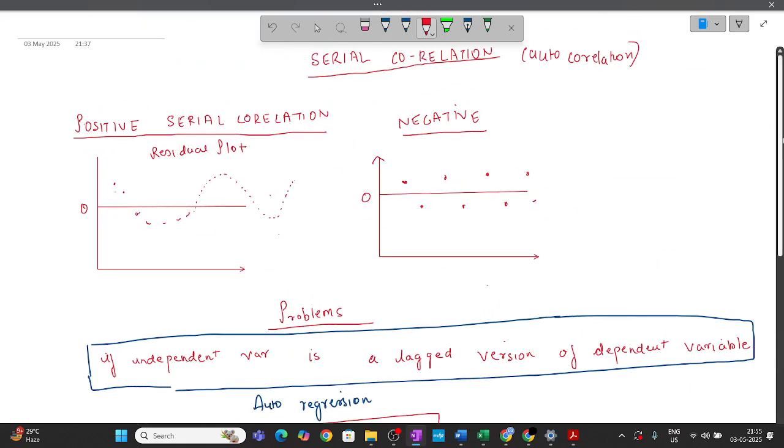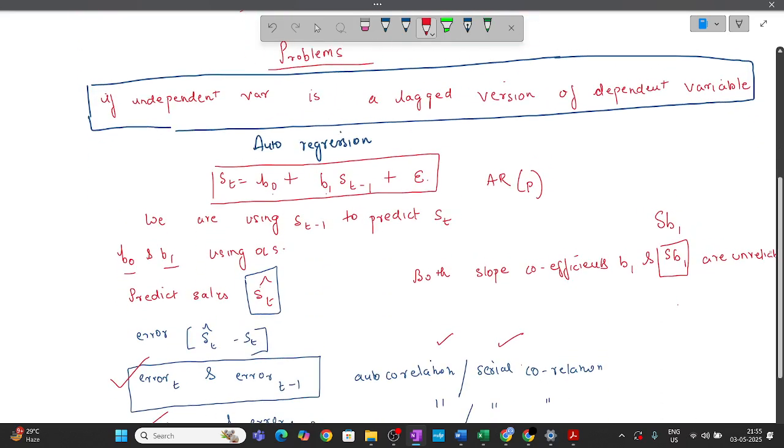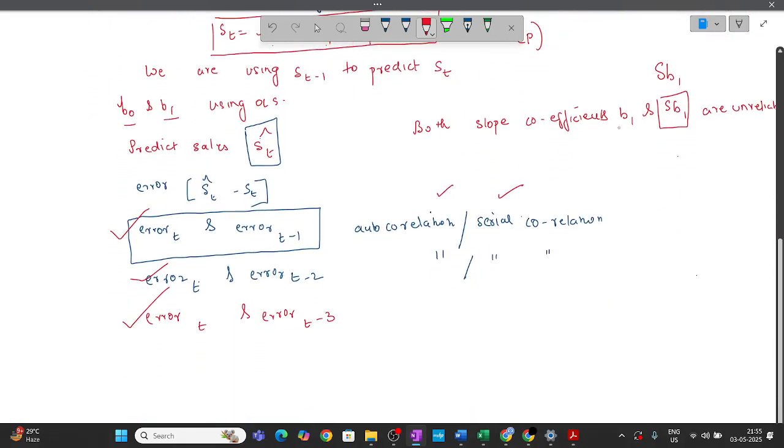So please write this down: if the independent variable is a lagged version of the dependent variable, and if there is autocorrelation or serial correlation in error terms, that is, correlation between errors at time t and errors at time t minus 1, or if there is correlation between errors at any lag, then both slope coefficients and standard errors are unreliable. Have you written it down, guys? Did you understand?